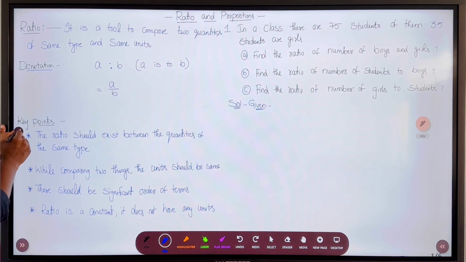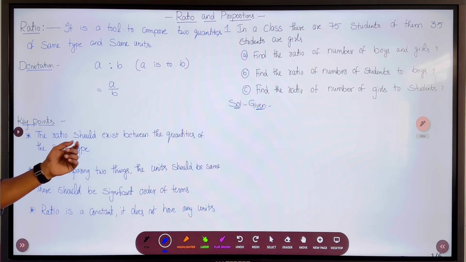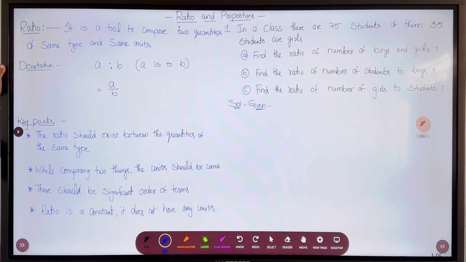Next, let's see some key points related to ratio and proportions. Already we have discussed what is meant by ratio, the same terms. Whatever we have discussed so far about ratio, those points are mentioned here. So let's look at here. Ratio should exist between quantities of same type. So if we are comparing two quantities, we must have same type. So that is the first point. When we are comparing two quantities, the type must be same and units must be same. That is the second point.